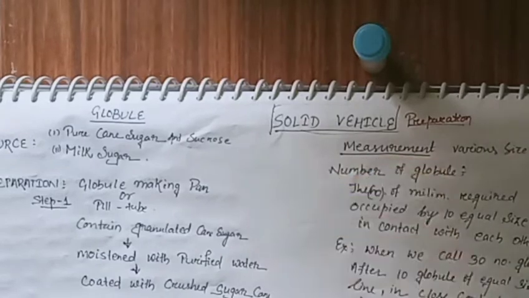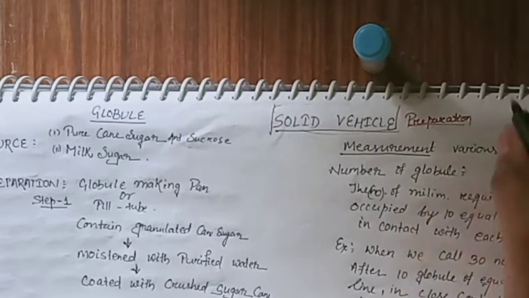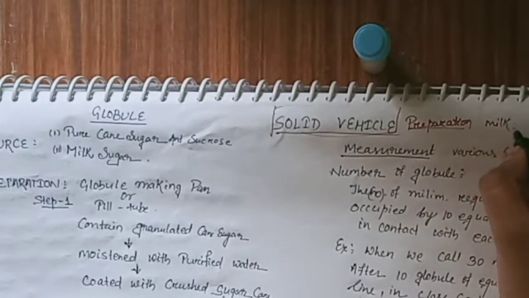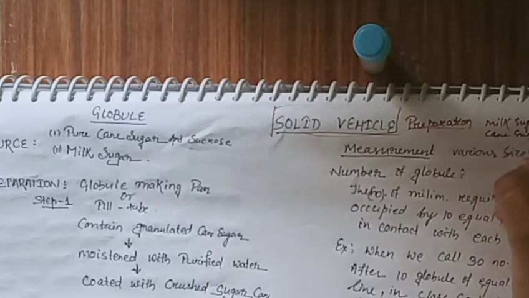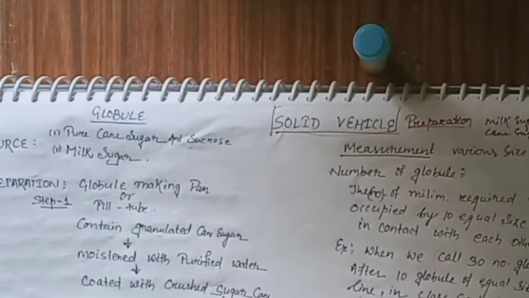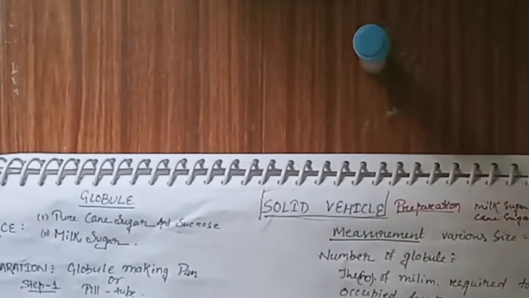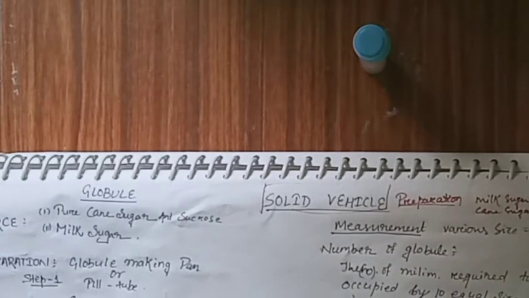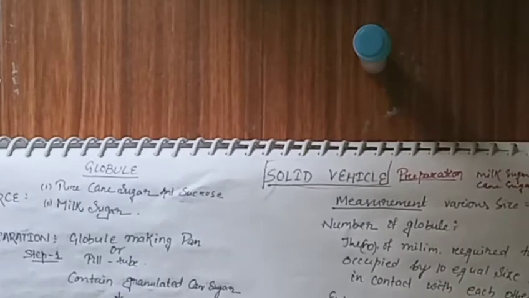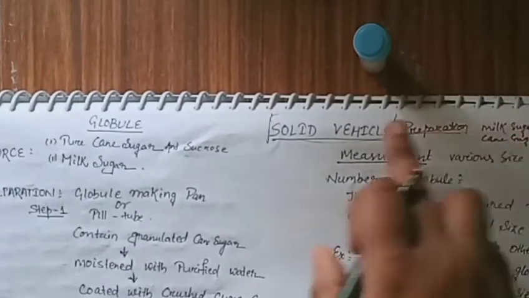So in solid vehicles, there are many types of solid vehicles used in homeopathy. What are they? Such as milk sugar, cane sugar, cones, tablets. These are the solid vehicles. It means the vehicle is in the solid form.